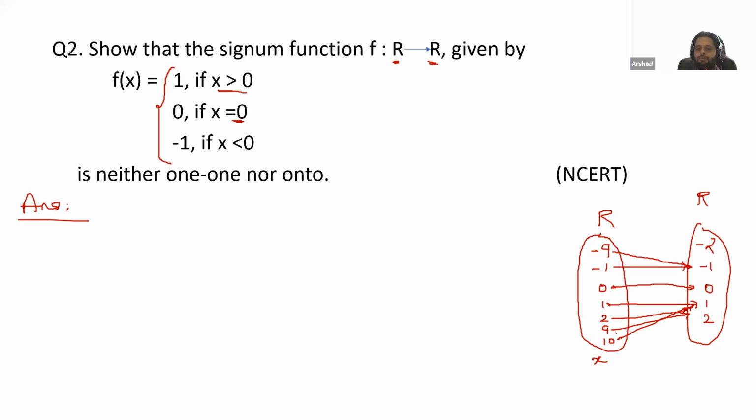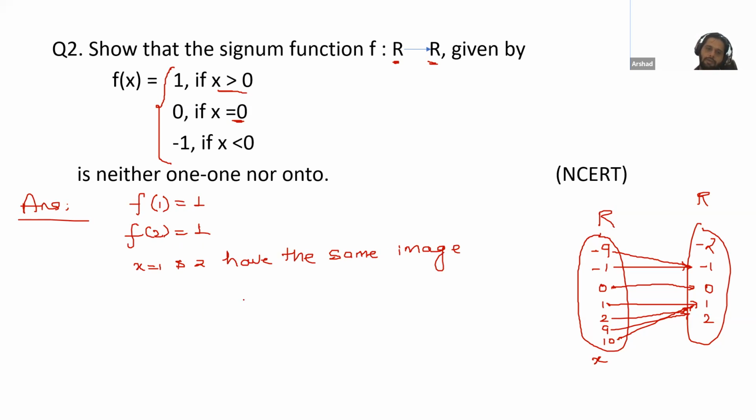Okay. Now from this only, you can say that this is not 1-1. Because you can take 1, 2, 9, 10. You can write like this: f(1) is equal to what? 1. f(2) is equal to what? Again 1. f(9) is what? Again 1. So what can you say? x equal to 1 and 2 have the same image. Hence it is not 1-1.